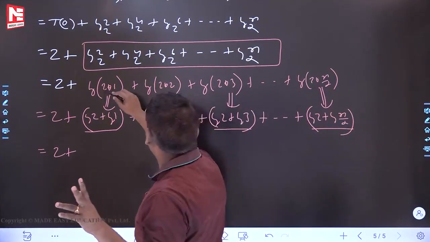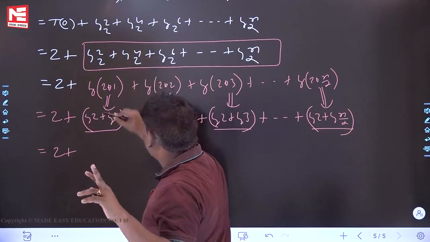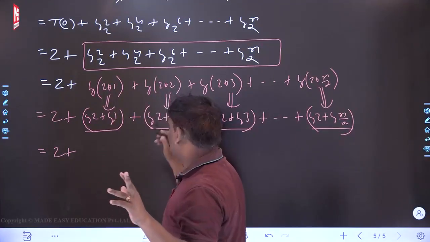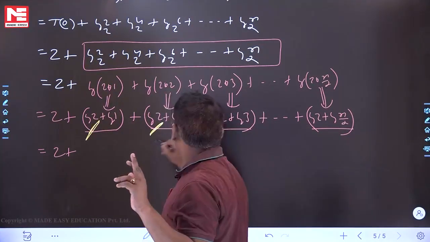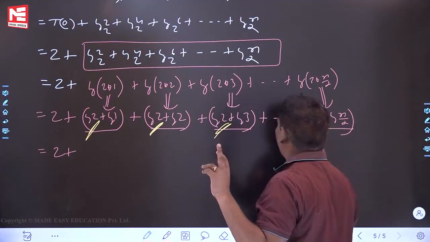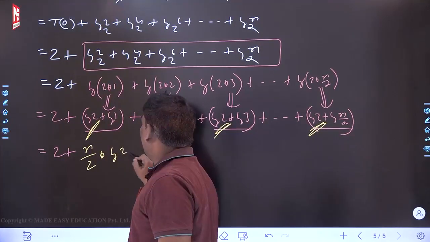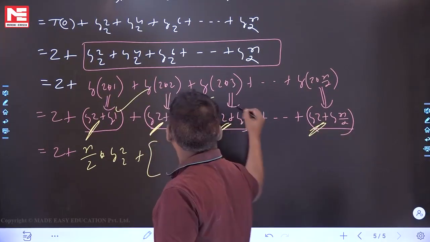Now can you help me? How many terms are there? N by 2 terms are there. Every term is given 2. I think the total may be n terms in this. But one thing is true. In all these terms, if you observe clearly, what is the answer? Log 2, log 2 is common. How many times? N by 2 times. Let me write now. N by 2 times log 2 base 2. Remaining all, if you observe, what is the remaining?